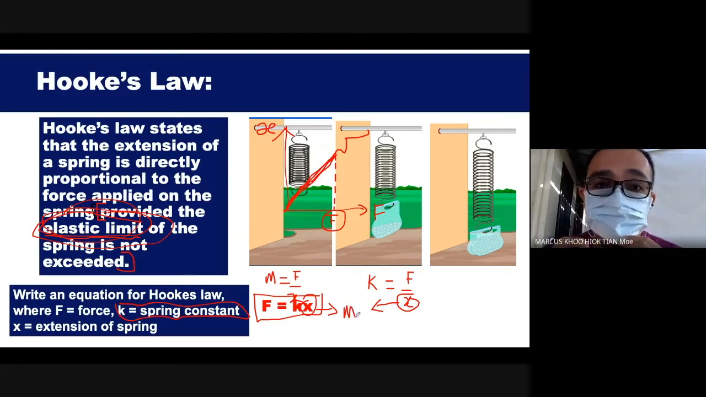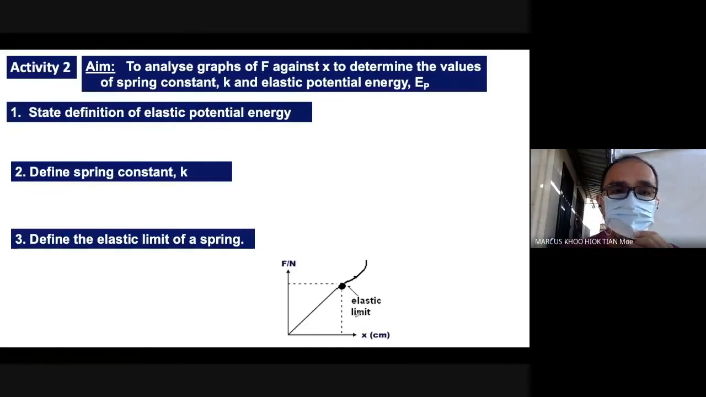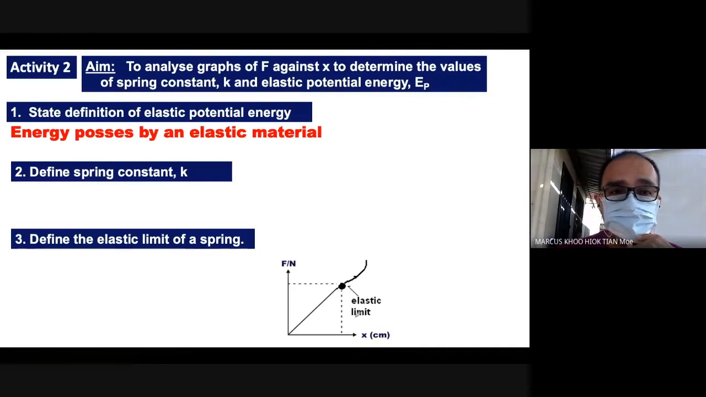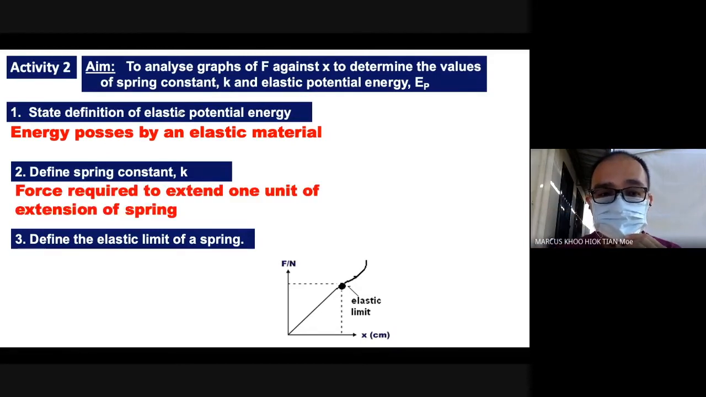So be very careful with this because everybody is going to give you the answer in centimeters. But you need to change the extension to meters because Hooke's law only applies if the extension is in meters. Very important point. Now, don't forget this. Let's talk about the area under the graph lah. So the elastic potential energy is an energy that is possessed by an elastic material. Tenaga yang terkandung dalam satu bahan yang kenyal. And spring constant is the force required to extend 1 unit of extension of spring. I will come to this in a little while.